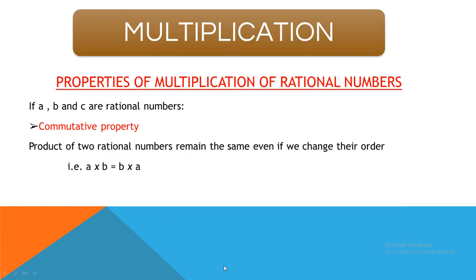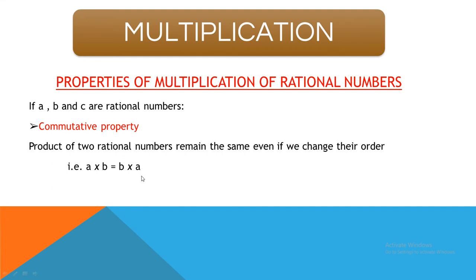The next property we read is the commutative property. Again, if we have rational numbers, the commutative property says that if we change the order of multiplication of rational numbers, the result will remain the same. It means the product of two rational numbers remains the same even if we change their order. That means if we have A into B, then B into A will be the same. A into B is the same as B into A.